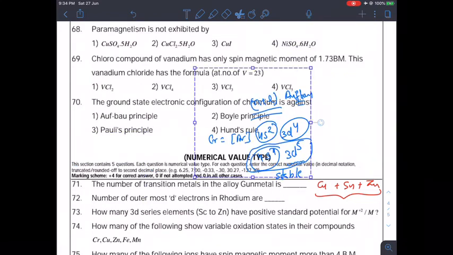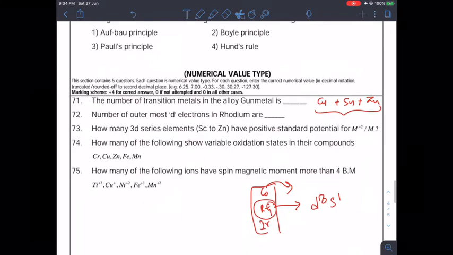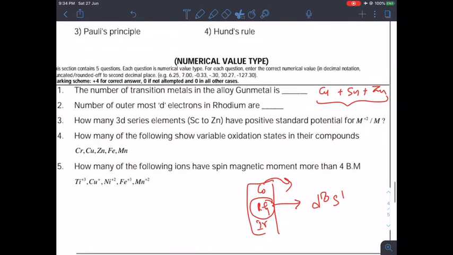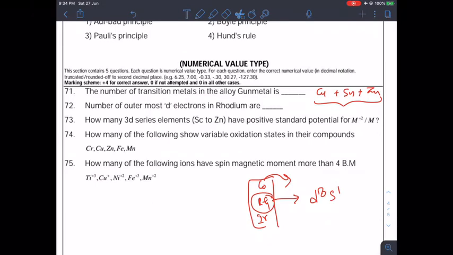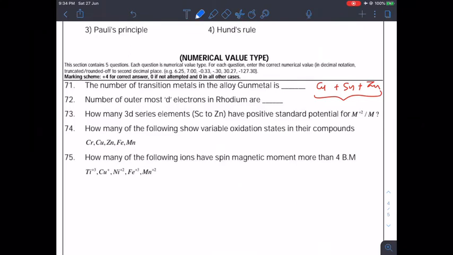Now moving to the next question, 71. They are asking about the number of transition metals in the alloy gunmetal. Here you need to understand one very important thing: if you do not know the composition of gunmetal, you can't answer this question. Look, they are asking about transition metals, right? So what are transition metals? Any metal whose any one of the simplest ions has the configuration from D1 to D9 is said to be transition. That means neither D0 nor D10 is transition.